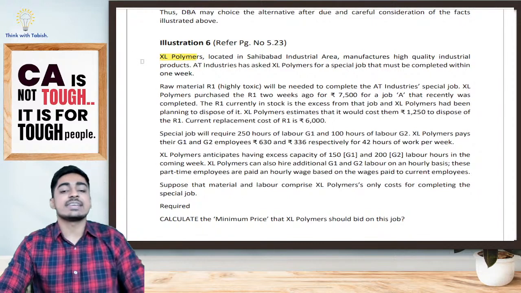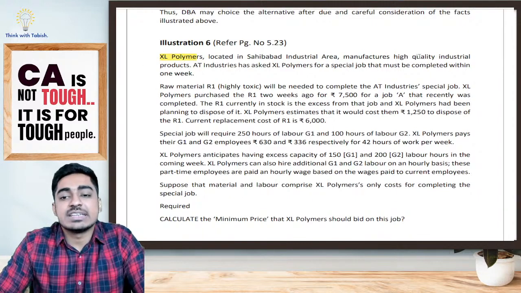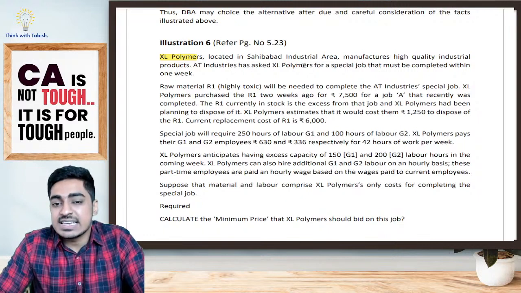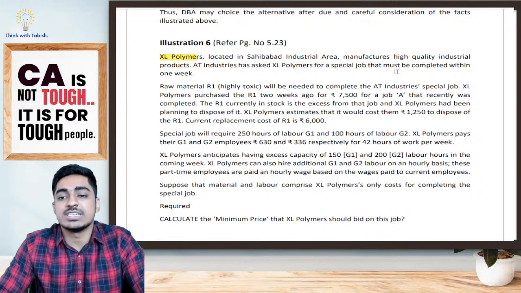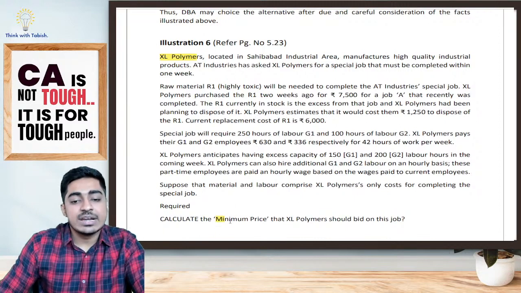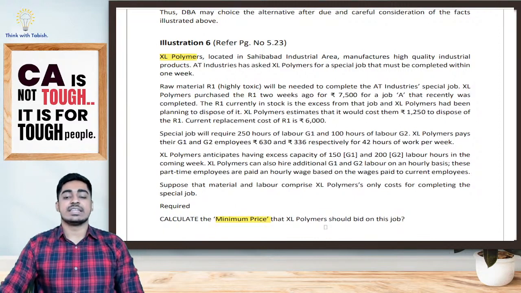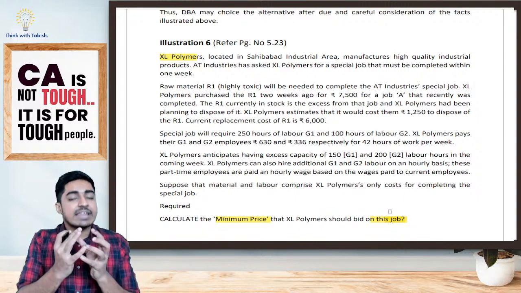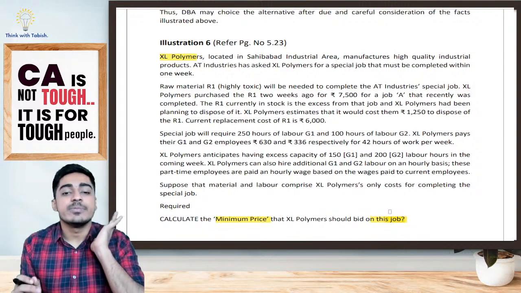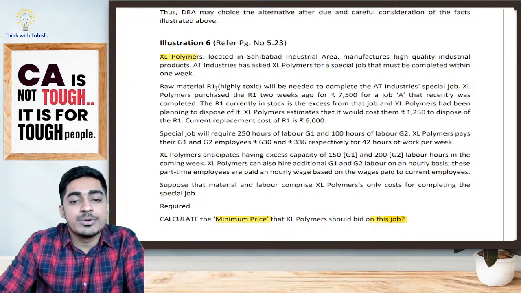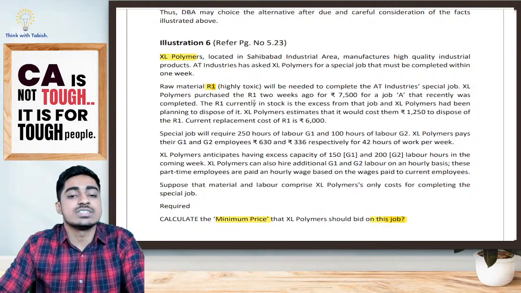Excel Polymers manufactures high quality industrial products. AT Industries has asked Excel Polymers for a special job which has to be completed within 1 week. What is required? We need to calculate the minimum price that we should quote for the job. Whatever is the relevant cost we are incurring, that will be the minimum. Firstly, what all we have? Let us see. They are telling about raw material R1.